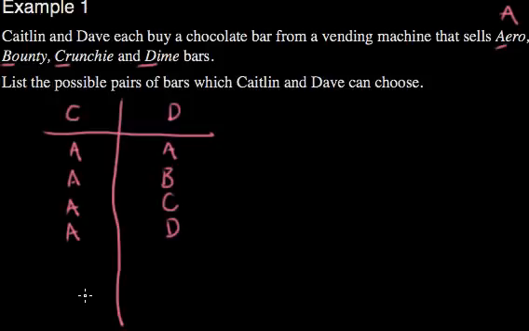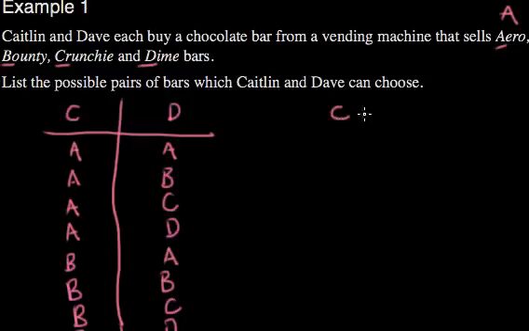Now the one after this has to change because we've done all of where Caitlin has A, and we've changed what Dave has in every case. The next one is just going to be the same sort of pattern, but now we'll choose B for Caitlin, and we'll start with A for Dave, and B here, and this becomes B. B here, this becomes C. B here, this becomes D. So we can spot now that we've got 4 A's, A, B, C, D, 4 B's, A, B, C, D.